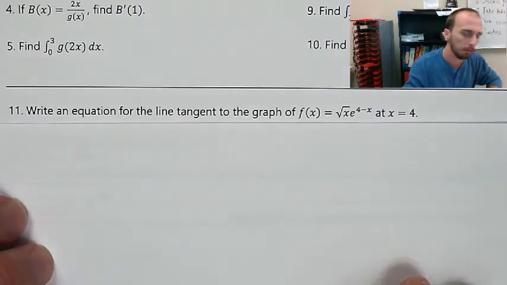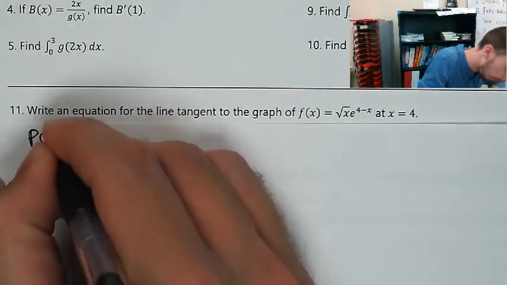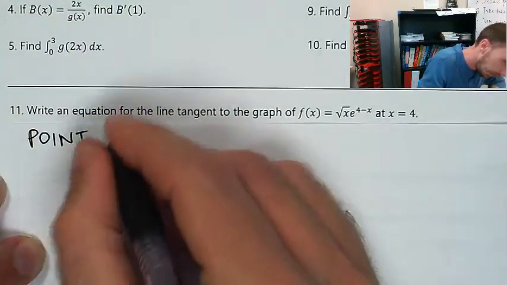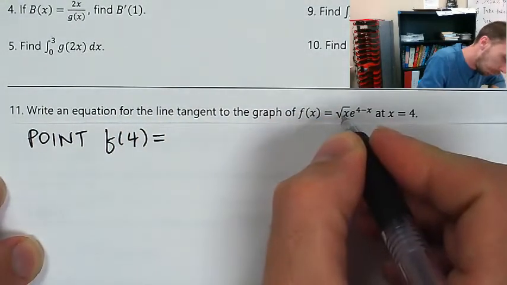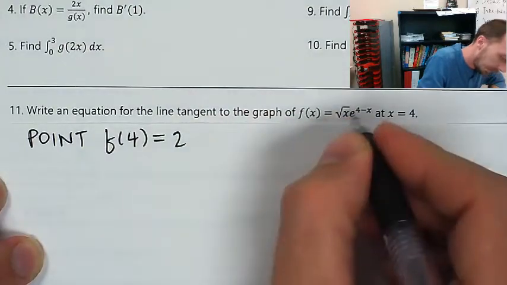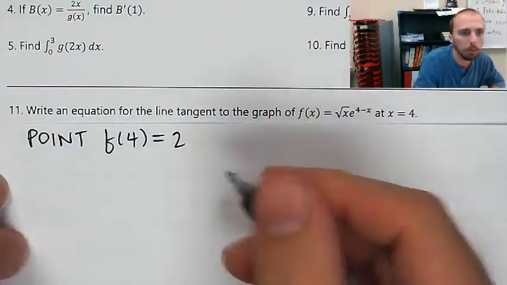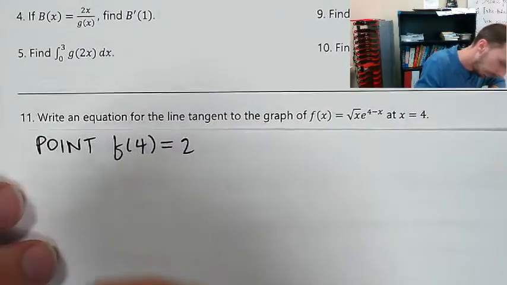All right. Well, first I'm going to need a point. That would be f of 4 equals square root of 4, which is 2, times e to the 0, which is 1, so this is 2 times 1, which is 2.